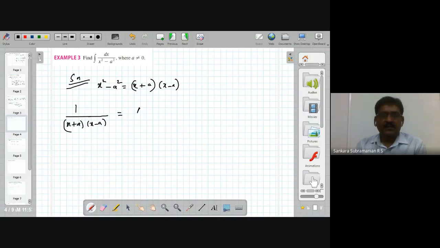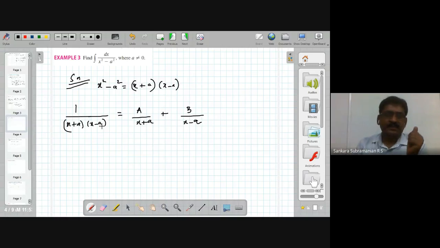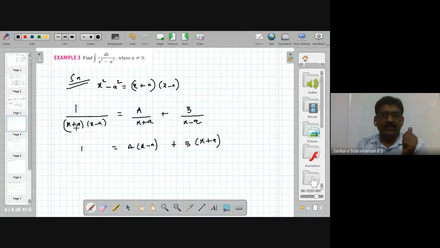So you can go ahead with the rule A by x plus a and plus B by x minus a. You take the denominator term on the left hand side and multiply throughout. If you do that, I'll be getting 1 here. So x plus a will get cancelled and you get x minus a. In the second term, x minus a will get cancelled and you get x plus a. Multiplying x plus a, x minus a on both sides.